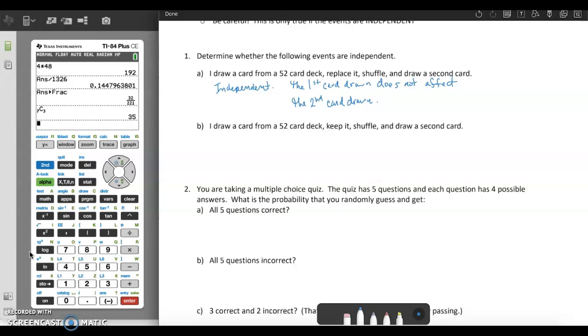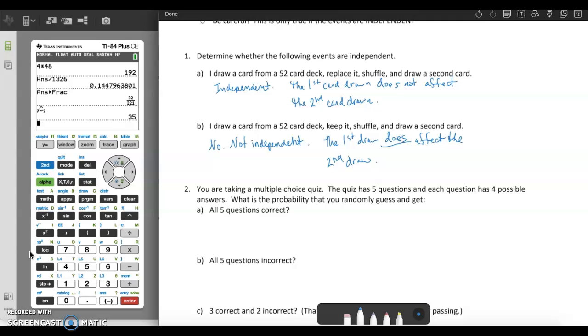However, look at part B. It says, I draw a card from a 52 card deck, I keep it, shuffle, and draw a second card. Now are the two draws independent? No, they are not. Because whatever I draw on the first one is going to affect the probability of the second one. So the first draw does affect the second draw in this case.